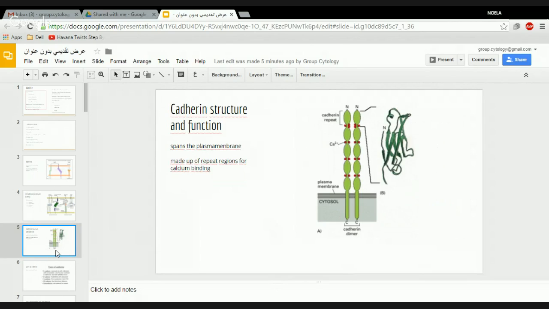Cadherins are a family of calcium-dependent CAMs and play a crucial role in cell-to-cell adhesion and tissue differentiation. There are over 40 different types of cadherins, but the most commonly expressed are E, P, and N cadherins. Cadherins are type 1 integral membrane glycoproteins, and they are made up of an N-terminal extracellular region which contains sites for calcium binding, a single transmembrane segment, and a C-terminal cytoplasmic tail.